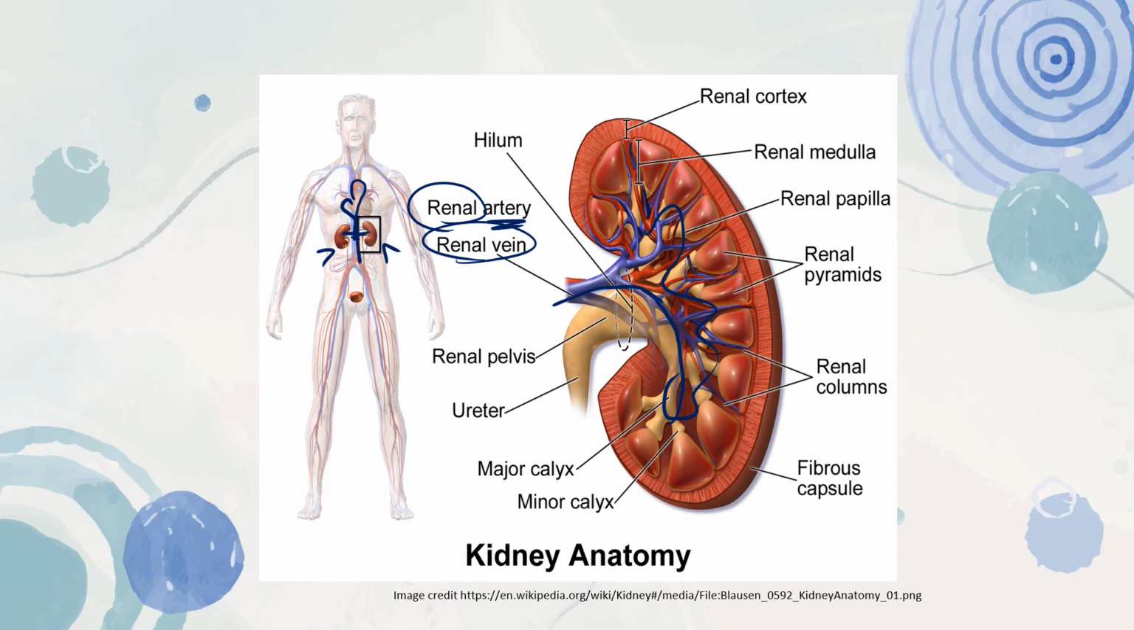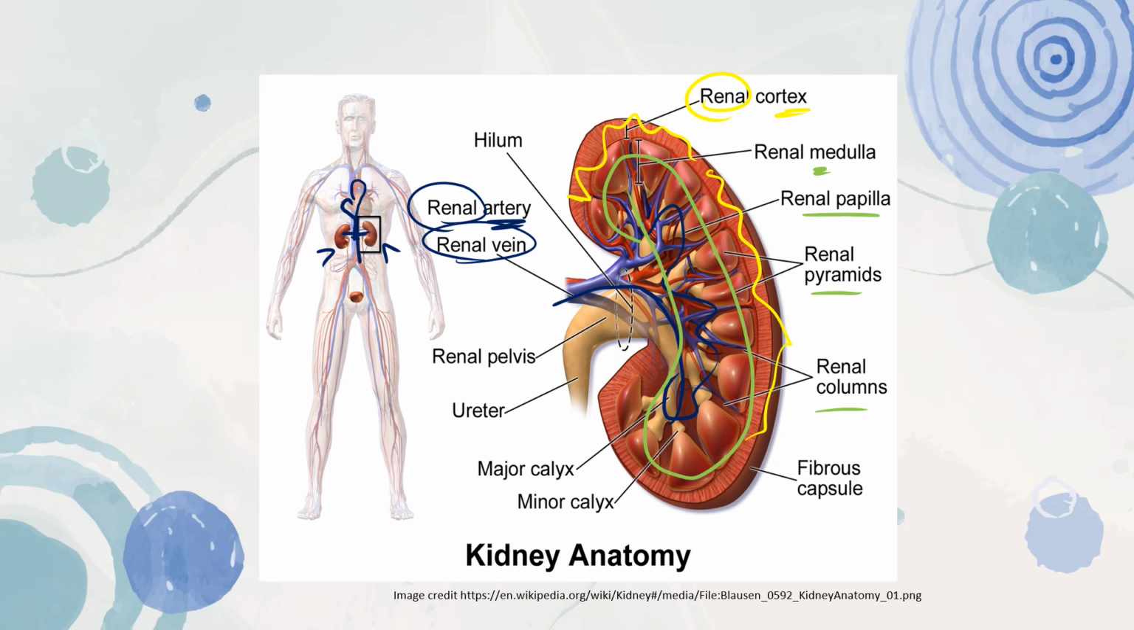The outer layer of the kidney is known as the renal cortex. The renal cortex is here. Renal for kidney, cortex for that outer layer. Just inside the renal cortex is the renal medulla. Remember, medulla in the middle. There are some other super cool structures inside the medulla, the papilla, the pyramids, the columns. We don't really need to know that. Just know that the medulla is in the middle.